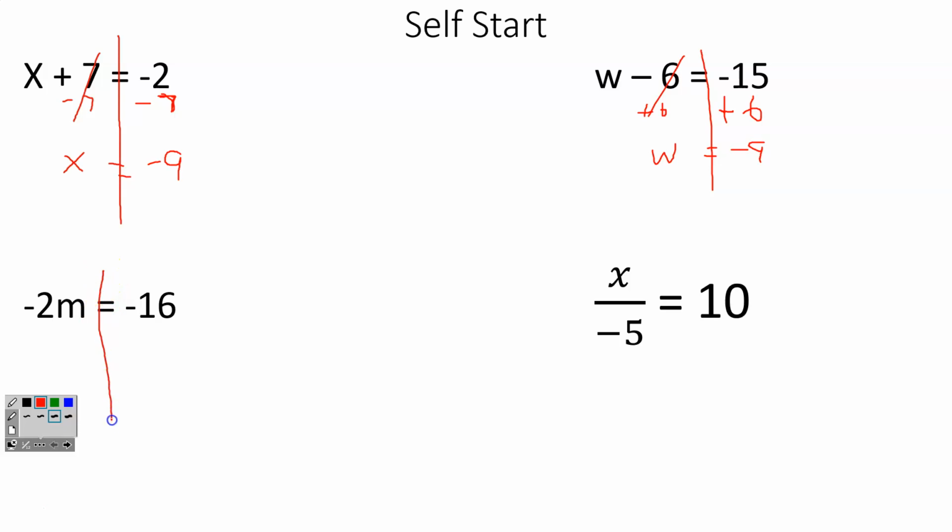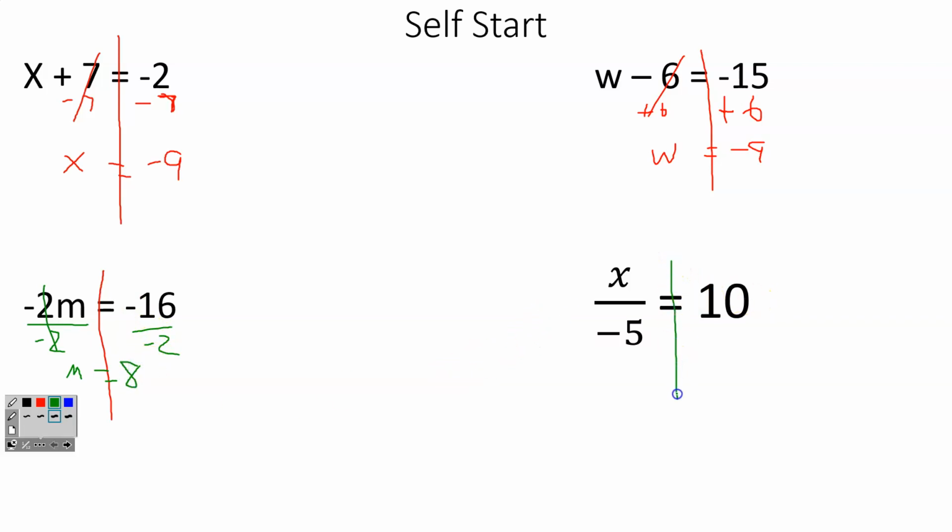Next one, draw my fence. Now be careful with this. The negative 2 and the m are connected through multiplication because they're squished together. So the opposite would be to divide both sides by a negative 2. Don't forget your negative. And that's going to give me m equals a negative divided by a negative is a positive, so 16 divided by 2 gives me a positive 8.